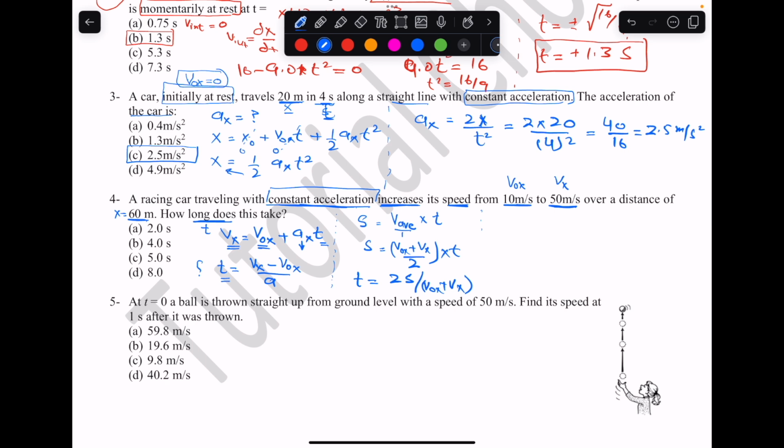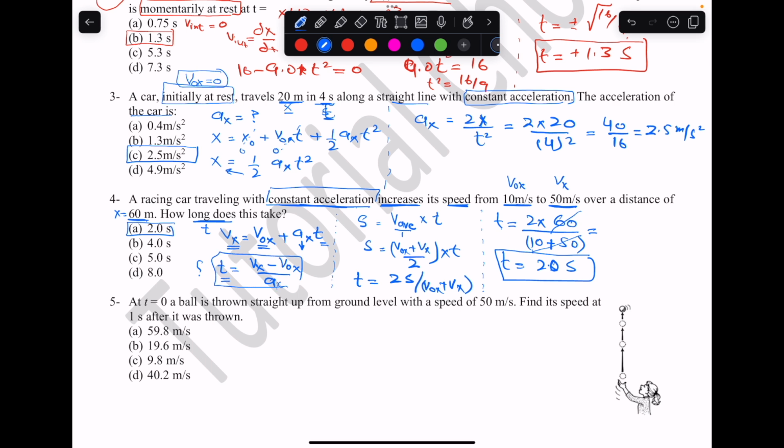So we have t equals 2 multiplied by 60, divided by v naught of x, which is 10, plus we have 50. Then the 60 will cancel out with the 60, and t is 2.0 seconds. So we get an answer with A. You can use this equation as well.